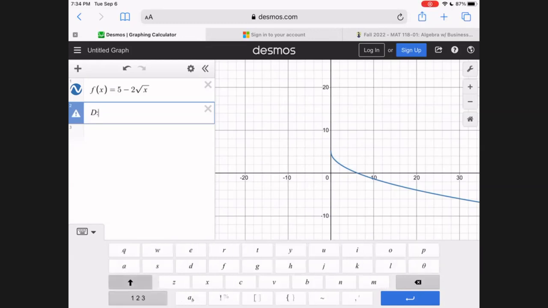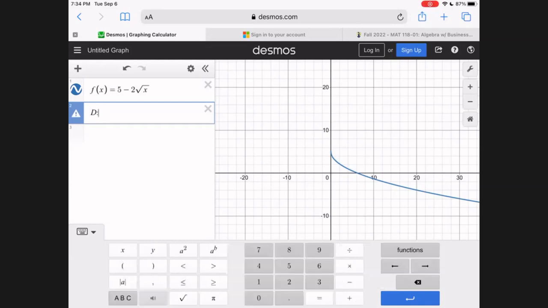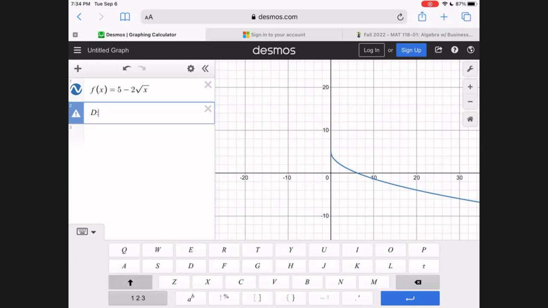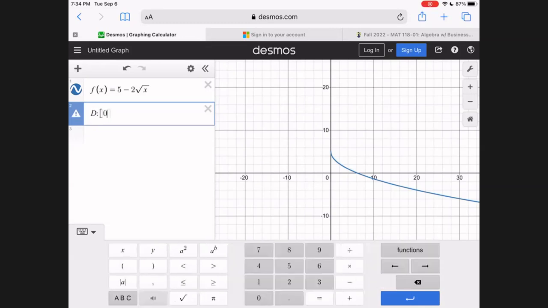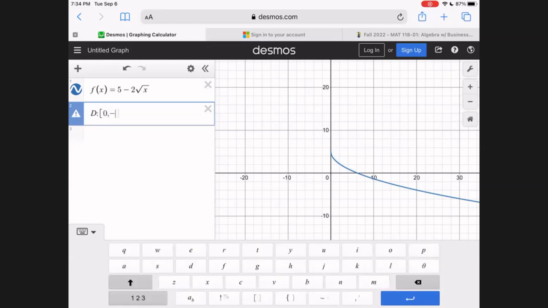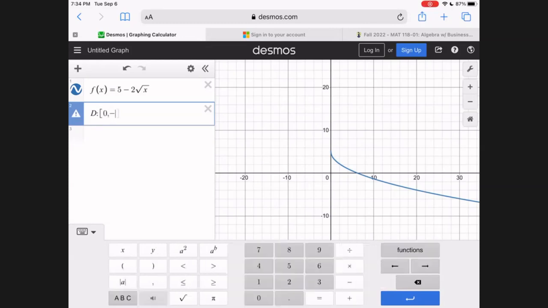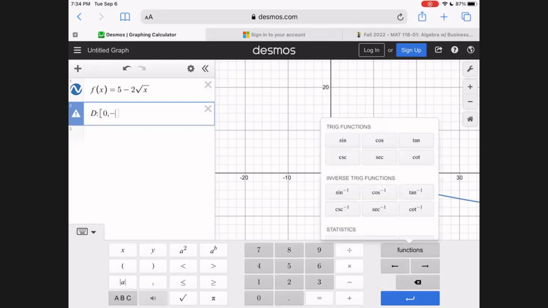I don't think I have brackets. I do. I can't do that. So it's a little finicky for what it will let me do on this. So you can think it's 0. I can't do infinity here. That's fine.